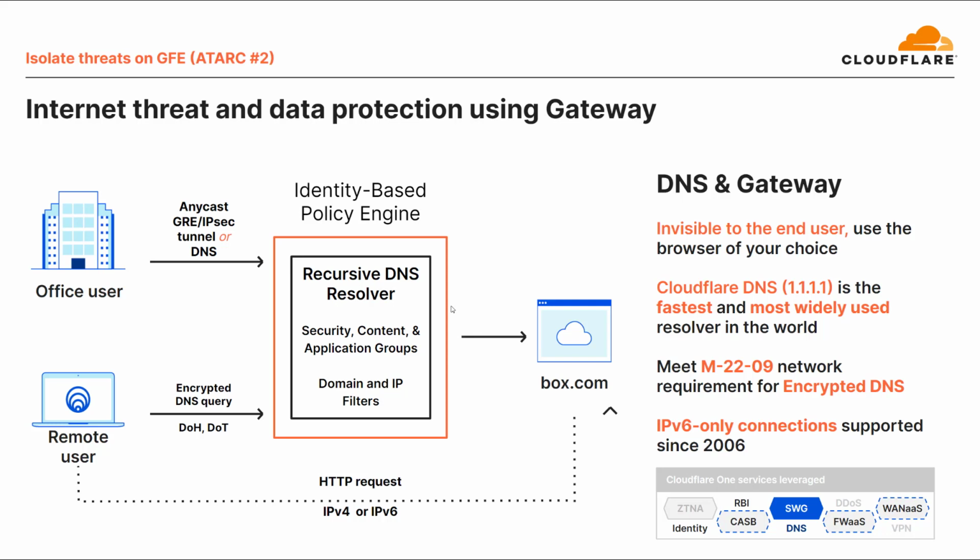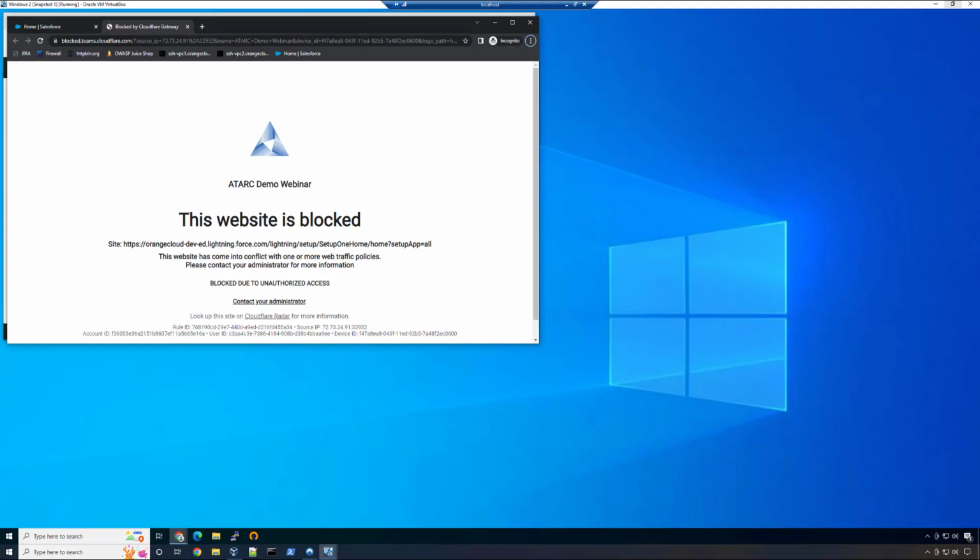And as Sam mentioned in the intro, the CISA Protective DNS Service, provided to federal civilian executive branch agencies, runs on Cloudflare and is available to agencies at no cost. So what we can show lets you address the M2209 network requirement to use encrypted DNS wherever possible. In addition, we're also going to see IPv6 only connections as well.